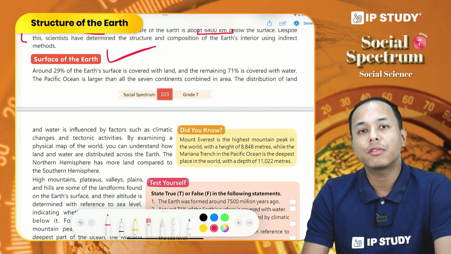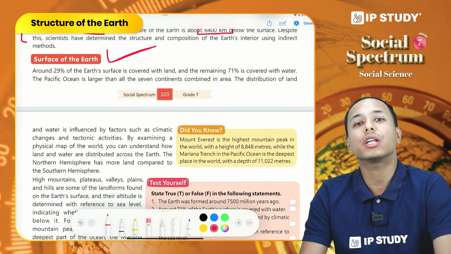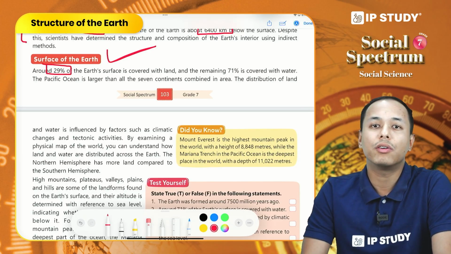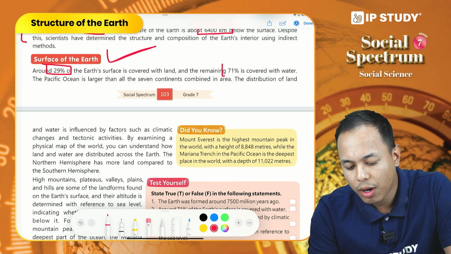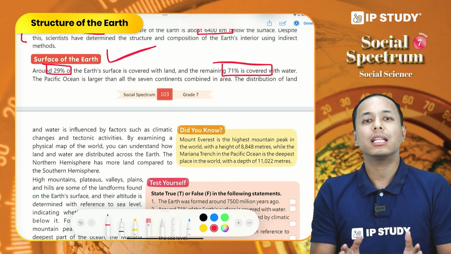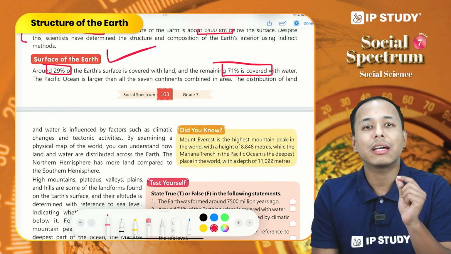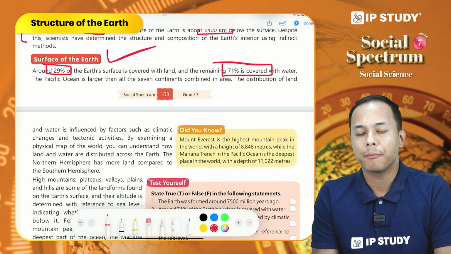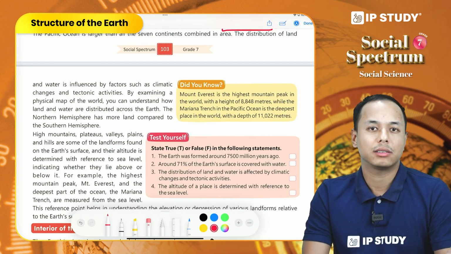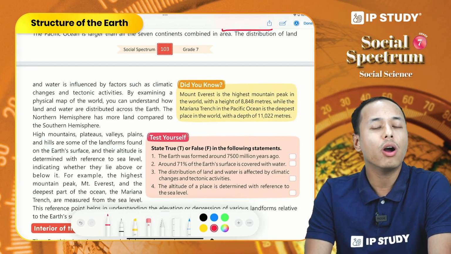When we talk about the surface of the earth, we know that there is a distribution of land and water, but it is not equally distributed. Around 29% of the earth's surface is covered with land, and the remaining 71% is covered with water. To put this in another context, the Pacific Ocean, the largest ocean, is larger than all 7 continents combined in terms of area. Different factors cause this distribution, such as climatic changes or tectonic activities.